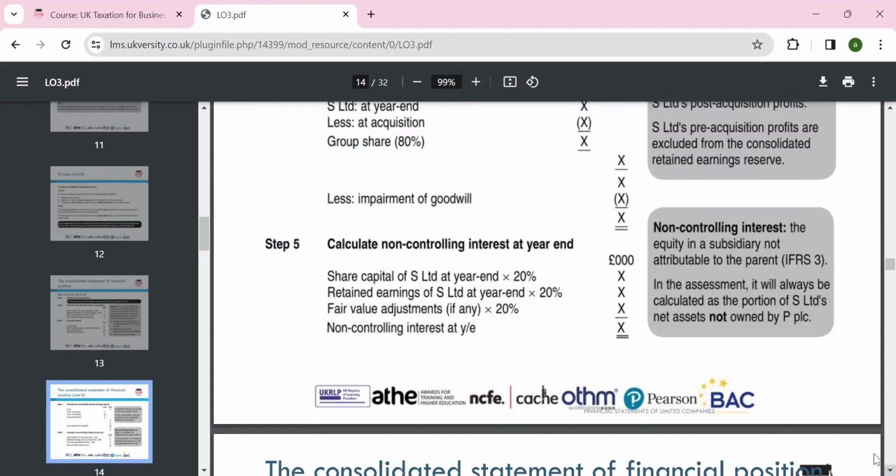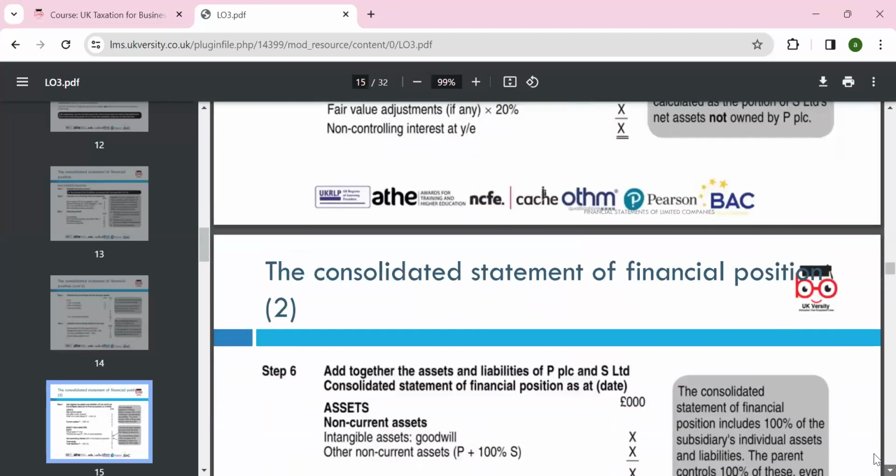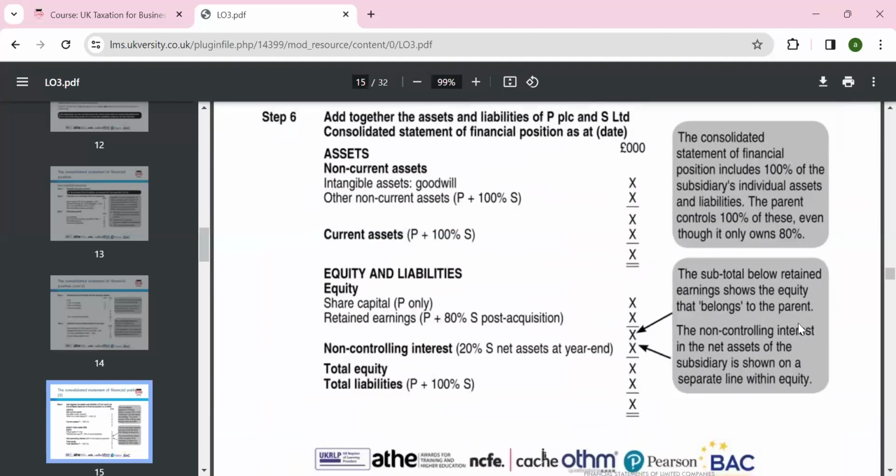So calculate the non-controlling interest at the end of the year. So share capital, retained earnings, fair value adjustment, and non-controlling interest, how much we have, that goes into the consolidated statement. So you will see the layout there, please. Step 6, intangibles, where we calculated the goodwill. All the non-current assets of the parent and subsidiary we merge 100%, because it doesn't matter that we own 80%; it doesn't mean we calculate only that share, because we have significant influence on decision making and governance, and the company shows as a single economic unit.